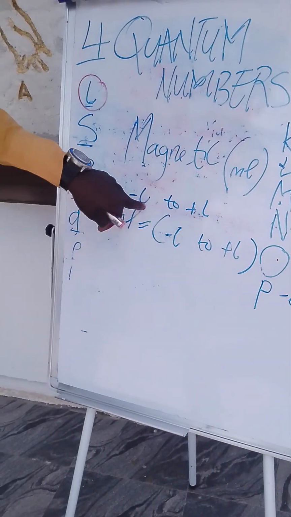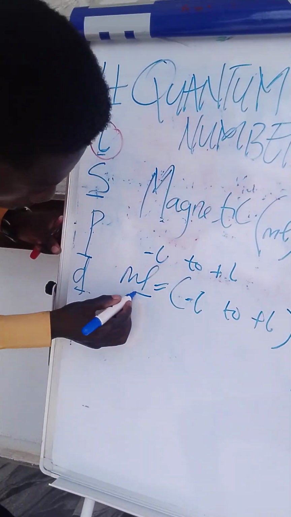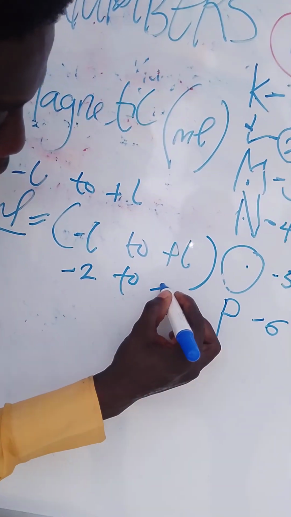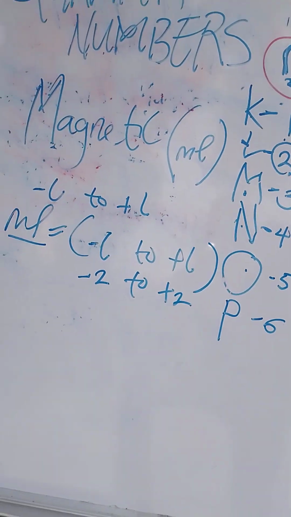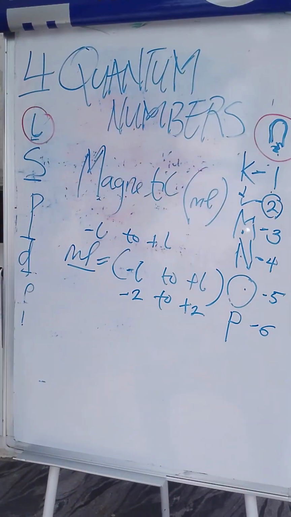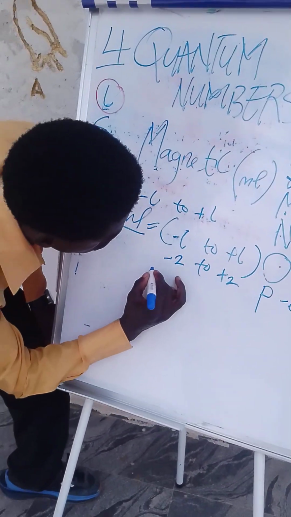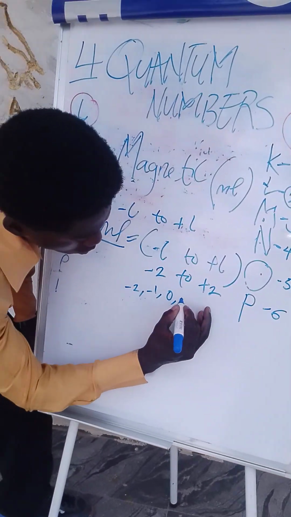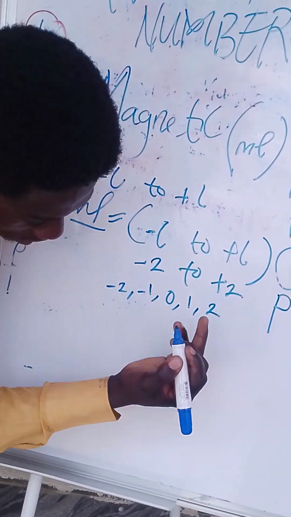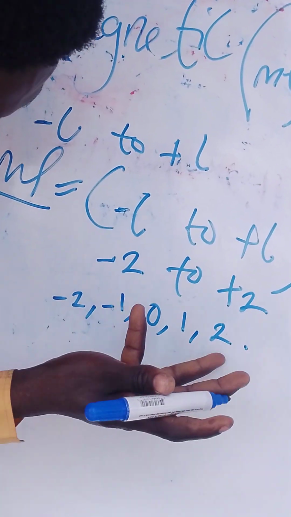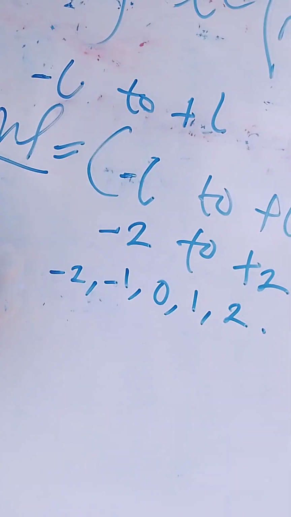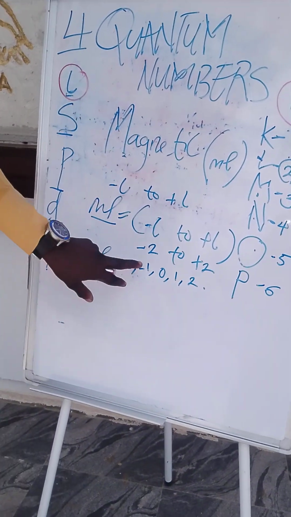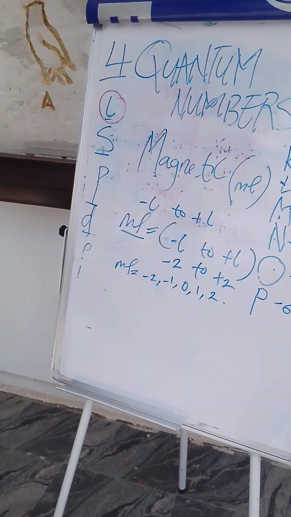So let's say your azimuthal is 2 now. That means the value of your ML would be from minus 2 to plus 2. If you now want to arrange it, you use your normal inequality: from minus 2, and we go to 0, then plus 1 and then plus 2. There is no need of putting plus at the front, you already know it's positive. So the magnetic here is ranging from minus 2 to plus 2.